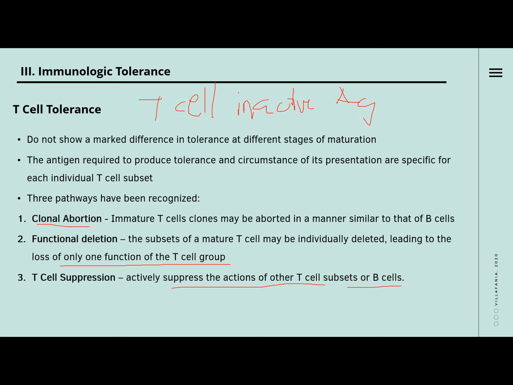Yung una, yung tinatawag nilang clonal abortion. In clonal abortion class, yung mga immature T cells, the young T cells class, are aborted in an early manner, similar to that of B cells.